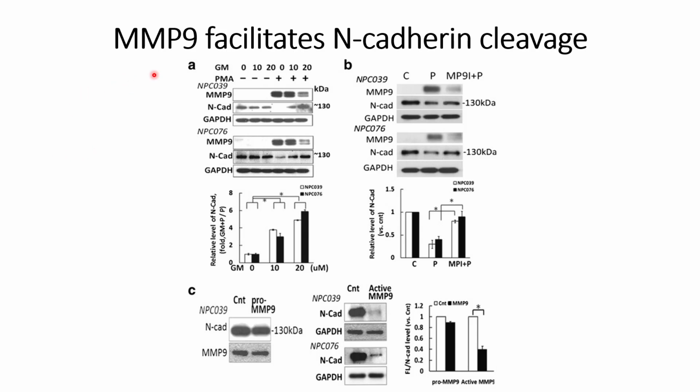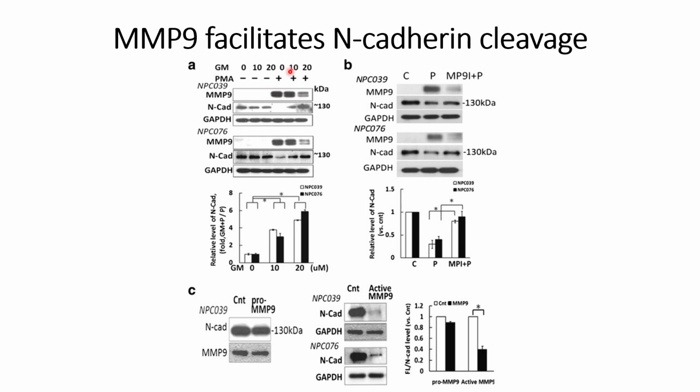In this video we will discuss how MMP9 facilitates N-Cadherin cleavage. To check this hypothesis, they first used a broad-spectrum MMP9 inhibitor, GM, and they also used PMA to induce MMP9 expression. In the control, when there is no PMA, they are not able to see any MMP9, and when they add PMA, they are able to see MMP9 expression.